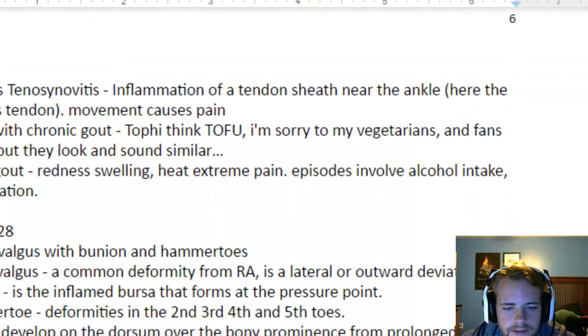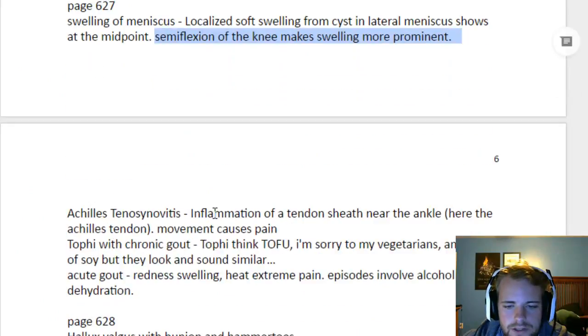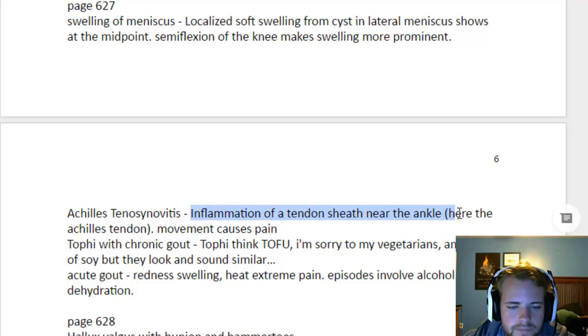Achilles tenosynovitis, or Achilles heel, is inflammation of the tendon sheath near the ankle, the Achilles tendon. Movement causes pain. So if you remember the Greek parable about Achilles' heel and how he was a great fighter, but his heel is what caused him to lose and be defeated.